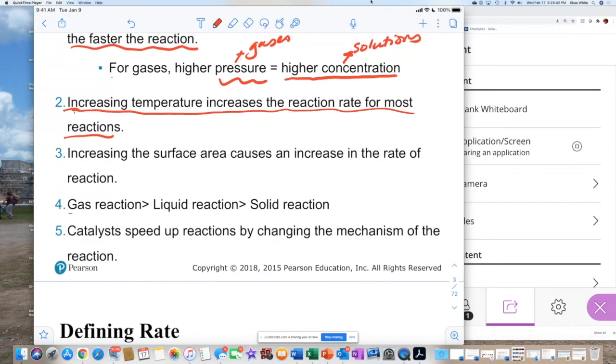Once again, we'll talk about all of these factors down the road, and then we'll try to relate this to collision theory.